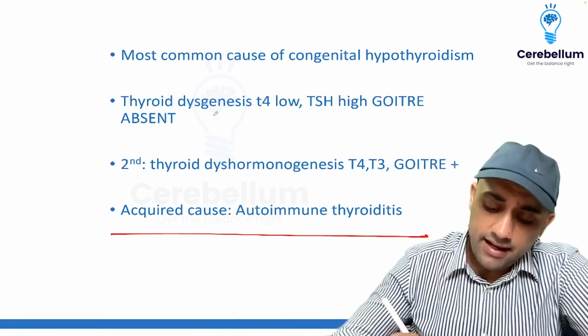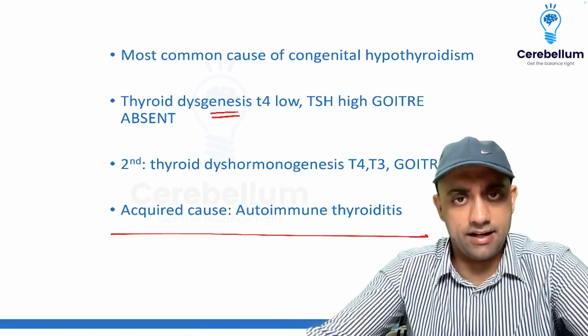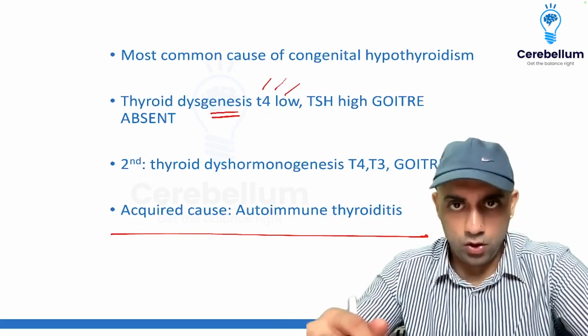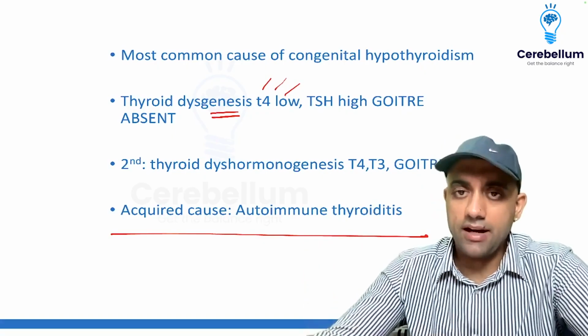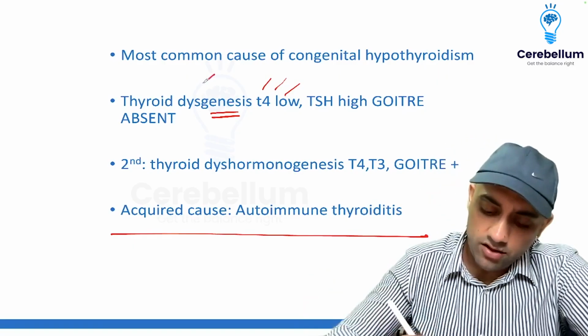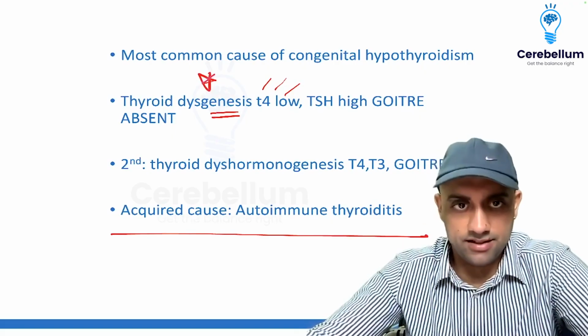In thyroid dysgenesis, the thyroid is not formed at all. It's not there only. So T3, T4 will be low, and automatically the TSH will be high. That is what you should know. And since the thyroid has not formed, goiter is also absent in this case.